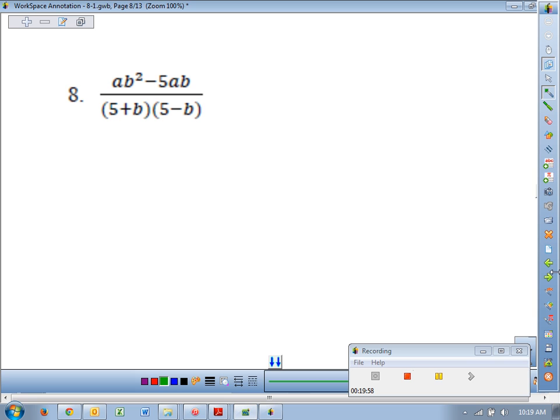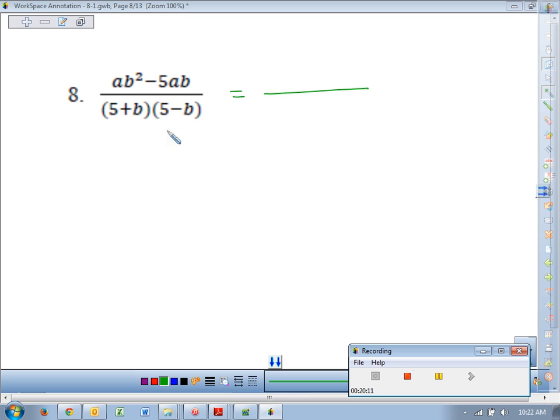Number 8. Give it a shot with your partner. Just factor it. Factor the numerator is what I want you to do. Factor the numerator. What can we do to the numerator? Since it is a quadratic, but it's got all this other stuff in there. It's a binomial. What can we do to him?